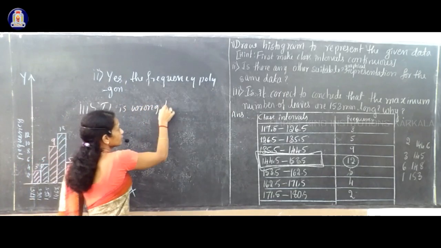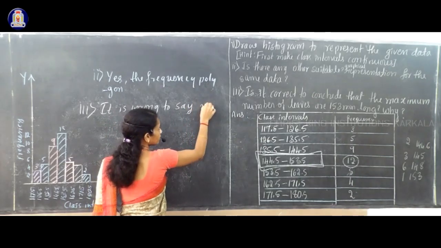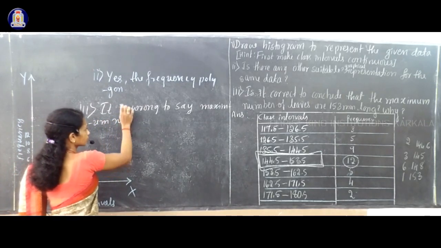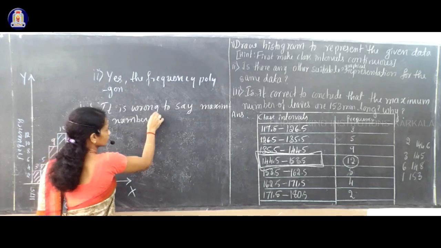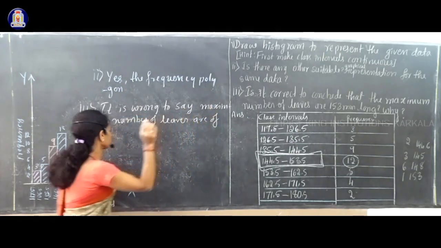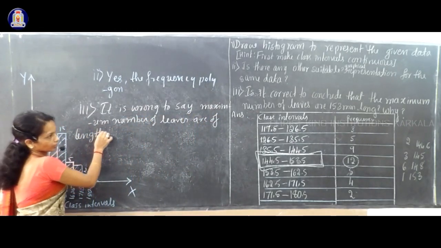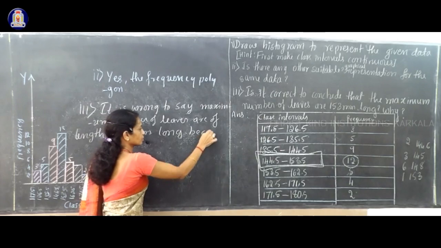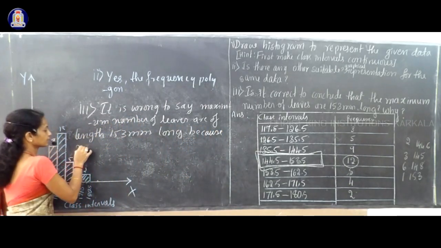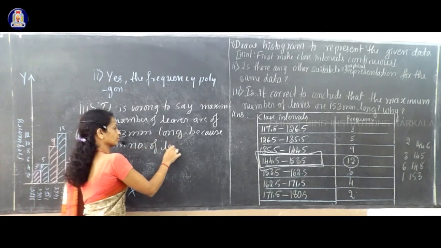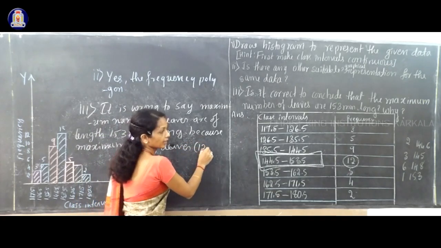It is wrong to say maximum number of leaves are of length 153 millimeter long, because maximum number of leaves is 12 in that table, maximum number of leaves 12.